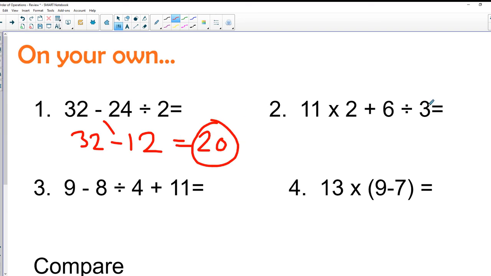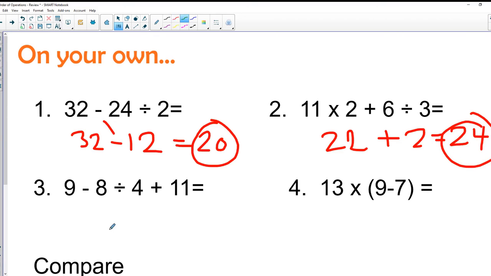All right, very nice. This next one, we're going to do the multiplication and the division first, and then we'll do the addition after that. 11 times 2 is 22. 6 divided by 3 is 2. 22 plus 2 is 24.